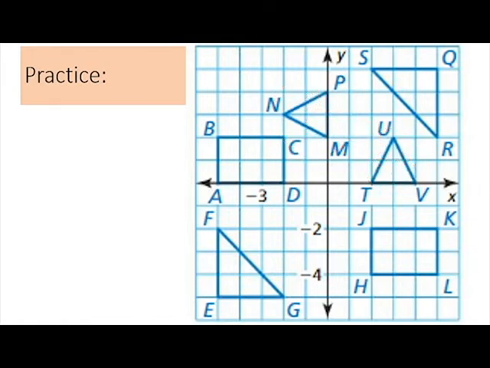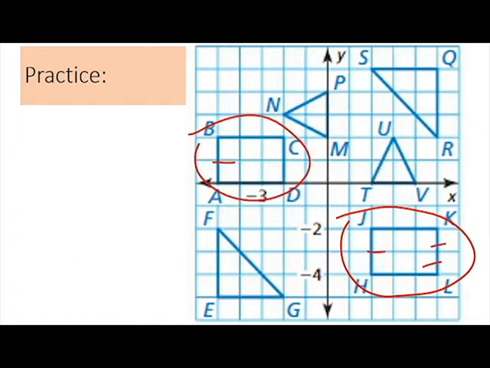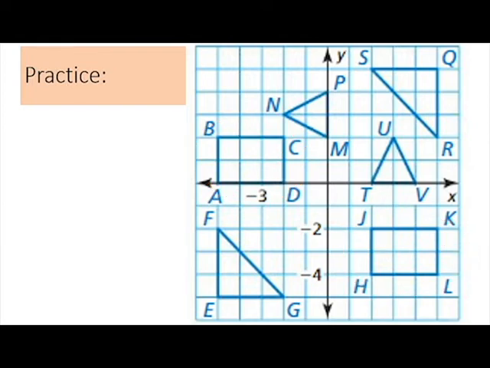Let's take a look at now the two rectangles. These are congruent to each other. We can see this side and that side are congruent. This side and that side are congruent. This side and that side are congruent. And this side, fourth one, is congruent to that. So we have two congruent rectangles. How did we get one to the other?